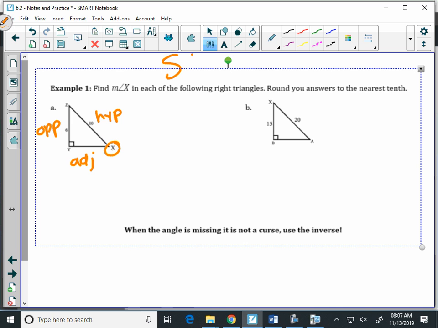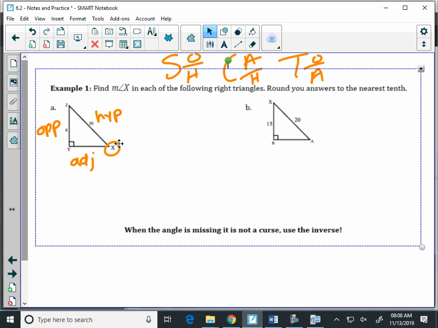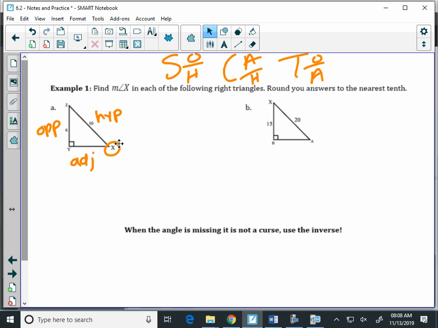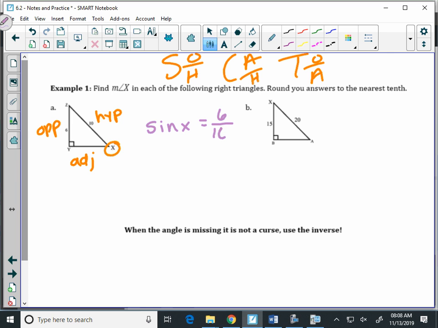If we look at SOHCAHTOA, which two sides have pieces of info? The opposite and the hypotenuse. So which one are we going to use if we have our opposite and our hypotenuse? Sine. So we're going to say sine of our angle, which is x. We don't know what it is. Equals opposite, which is 6, over the hypotenuse, which is 10.